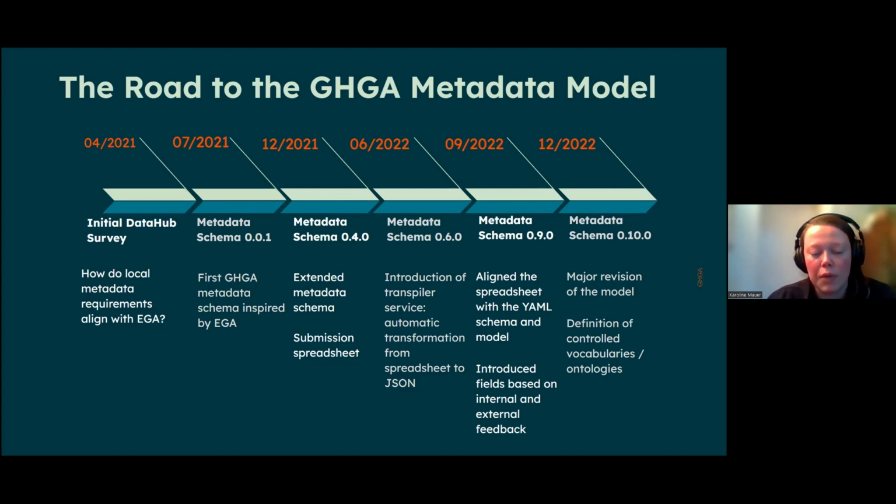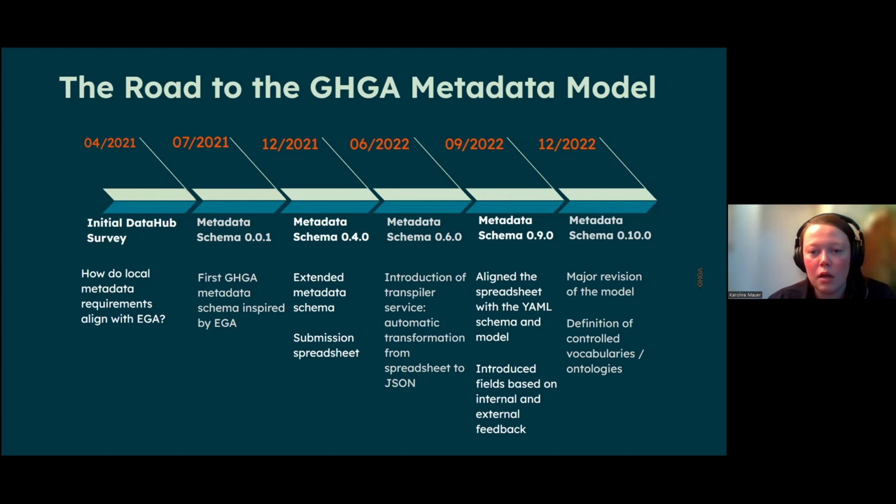Then one year ago, we published version 0.4. Here we had extended our metadata schema, and we also introduced the submission spreadsheet, which the submitter can use to submit metadata to us. In the months after that, we did a lot of mock submissions and sanity checks, and then introduced version 0.6 in June of this year. With version 0.6, we also introduced the transpiler service, and this offers automatic transformation from the spreadsheet format to a JSON format, and it also does baseline validation checks in principle to see if all the mandatory properties are submitted.